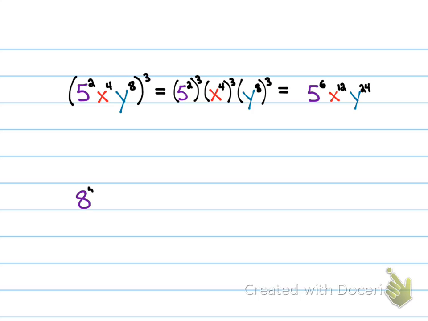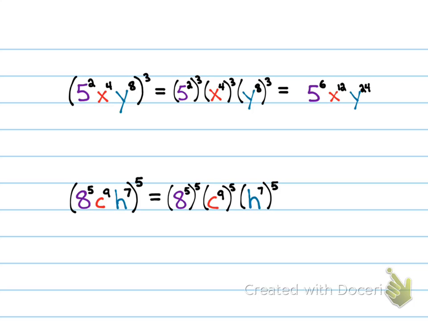So let's look at another one here. I've got 8 to the 5th, c to the 9th, h to the 7th, and all of those we're going to raise to the power of 5. So I'm going to give that 5 to each one. So I'll have 8 to the 5th to the 5th, c to the 9th to the 5th, and h to the 7th to the 5th. And then we're going to use our power rules. So 8 to the 5 times 5 is 8 to the 25th. C to the 9 times 5 is c to the 45. And h to the 7 times 5 is h to the 35th. You can see these problems get a little bit bigger, but it's the same process, it's the same rules all throughout.